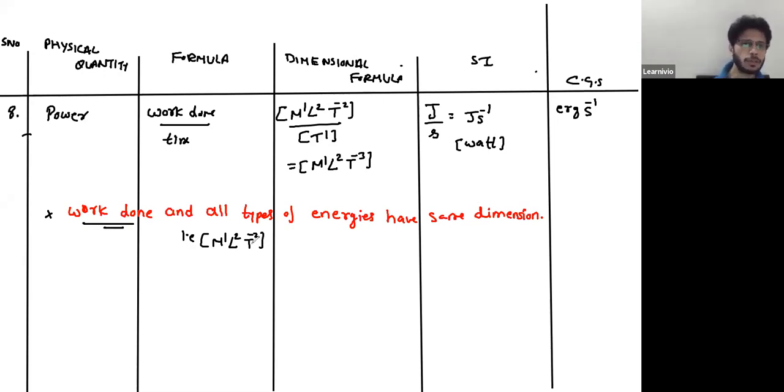Now after power, first solve some numericals based on these 8 quantities. Then we will come back to this list. Let's do some numericals which are based on these 8 quantities, and we'll come back to this. So, shall I rub it up to the dimensions? Yes, sir. So, I'm rubbing it.